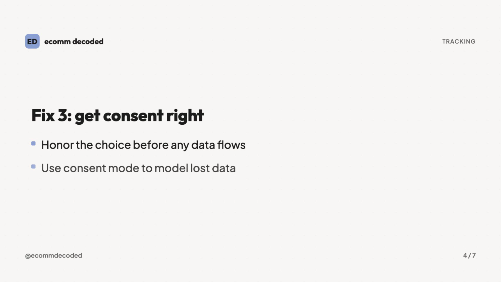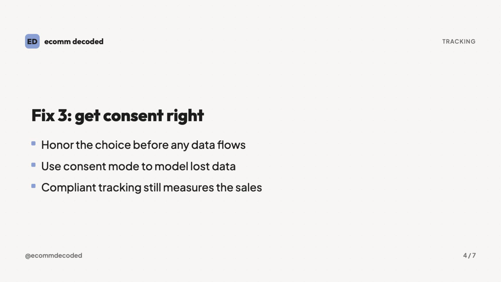The third fix is consent, and it is not optional in 2026. Privacy rules in many regions require a clear choice before you collect data, and getting it wrong risks fines and broken trust. The good news is that doing it properly does not blind you. Consent mode lets the platform model the behavior of visitors who decline, so you keep a reliable picture without violating anyone's choice. Set the banner to ask plainly, fire tags only after consent, and let modeling fill the gap. Privacy and accurate measurement are not enemies once the plumbing is built right.